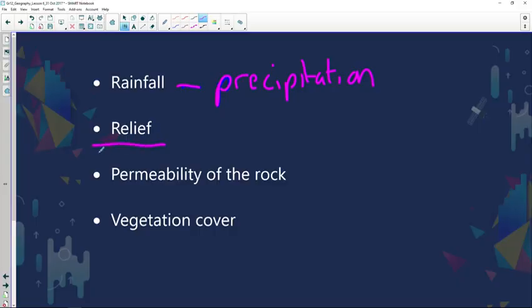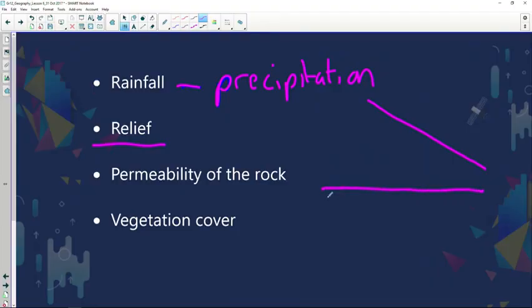Now, relief is the steepness of the slopes. For example, if it's a very steep slope and it rains a lot, do you think the water will have time to infiltrate? No. If it's a gentle slope, do you think the water will have time to infiltrate? Definitely yes. So if we look at mountainous regions and it rains over there, what are the chances of having a river in mountainous areas? It's quite good, because it's going to promote direct runoff on top of the surface. The simple reason is that the water doesn't have enough time to infiltrate.